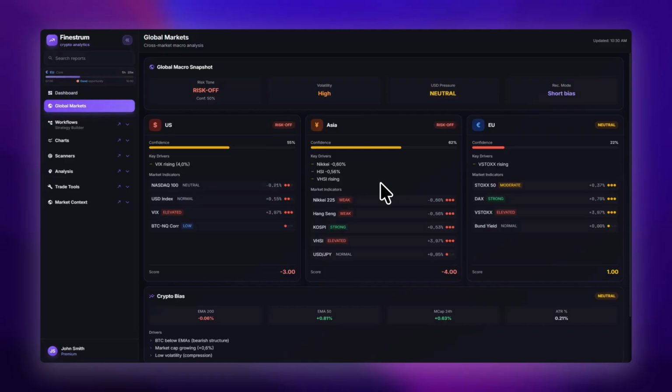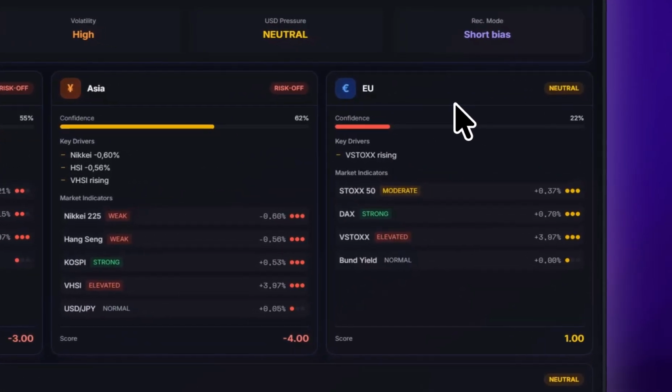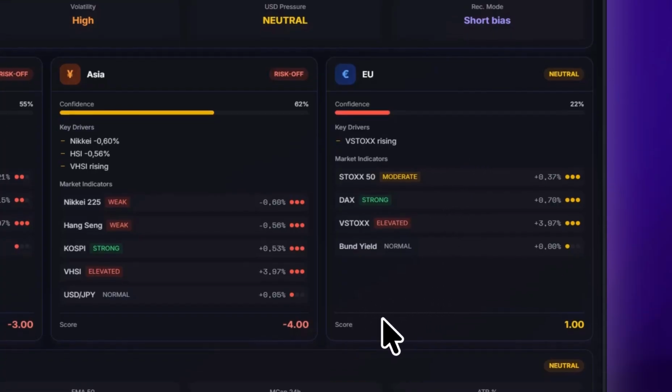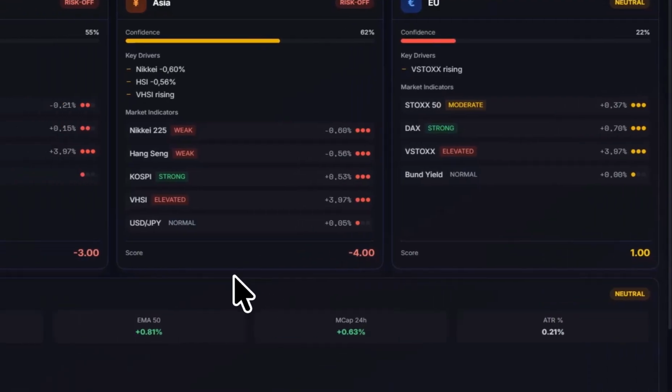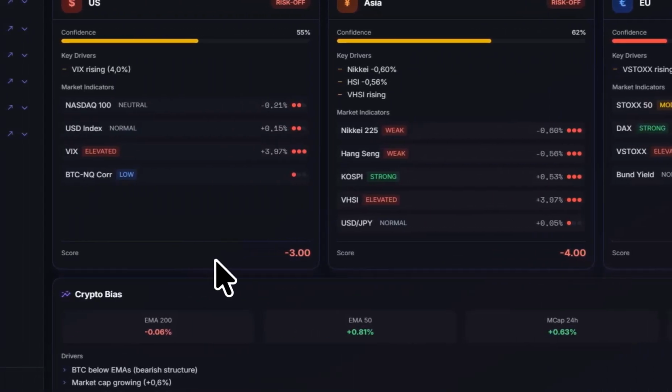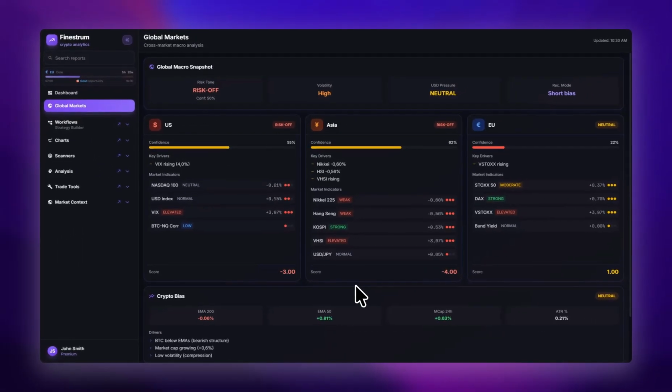On the right side, we have Europe. This section shows how European indices and volatility measures are behaving, helping you gauge whether Europe is acting as a stabilizer or a source of momentum for global markets. Each region includes a score at the bottom. These scores summarize the overall pressure, positive or negative, based on multiple internal signals. They're designed to give you fast directional clarity without needing to analyze dozens of charts.